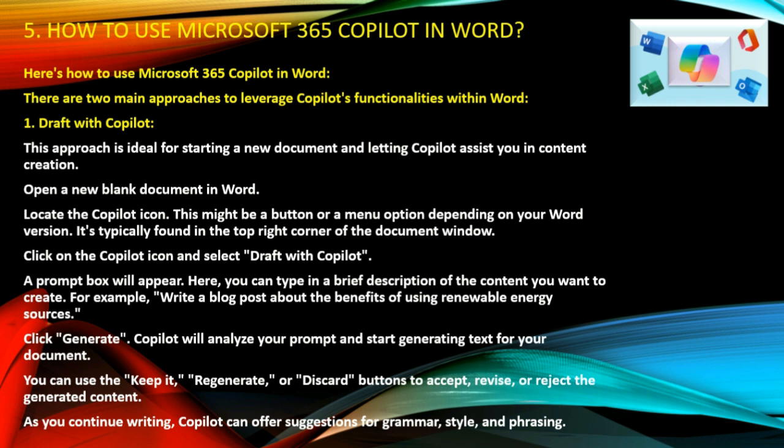A prompt box will appear. Here, you can type in a brief description of the content you want to create. For example, write a blog post about the benefits of using renewable energy sources. Click Generate. Copilot will analyze your prompt and start generating text for your document. You can use the Keep It, Regenerate, or Discard buttons to accept, revise, or reject the generated content. As you continue writing, Copilot can offer suggestions for grammar, style, and phrasing.